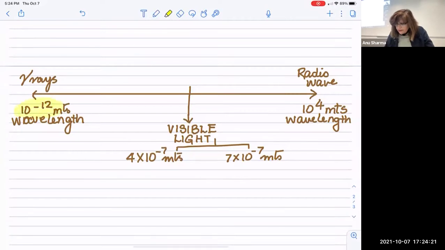So if you see 10 to the power -12, that means it's a small number. But 10 to the power 4 positive, that means it's a very big number. So the wavelength of the radio waves is very big. Next, somewhere here come the microwaves, which we use in the homes to cook food.